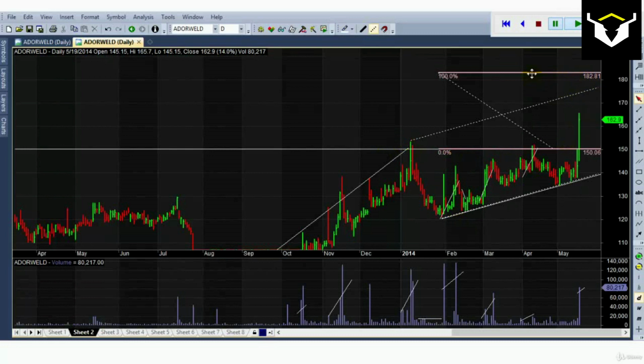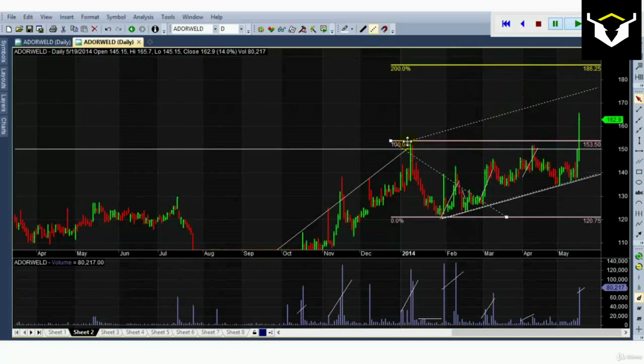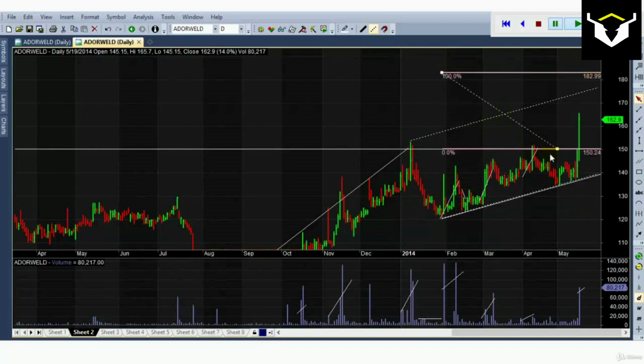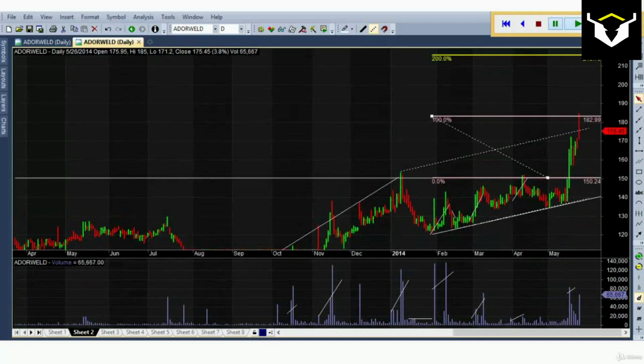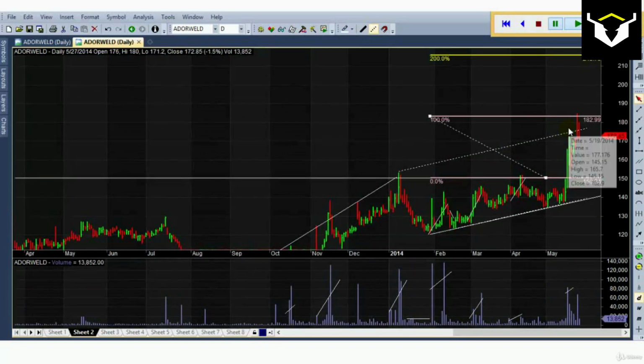Remember, in order to calculate using the widest range, all I have done is taken the widest range of the triangle from point A to point B and then projected it from the point of breakout, that is from here. This is where the prices broke out to a new high, so I projected it from here, from 150. Let's go ahead and add some bars. You can see prices met both targets, that is the parallel line and the 100% projection as well. So you can use any method that you like.